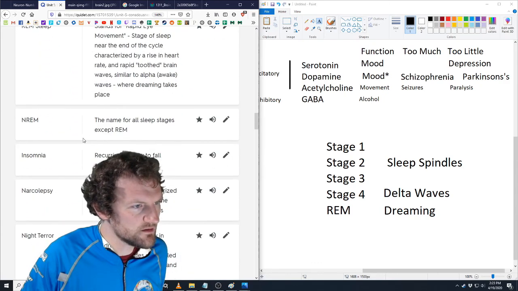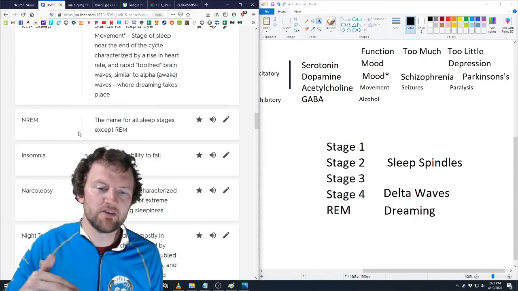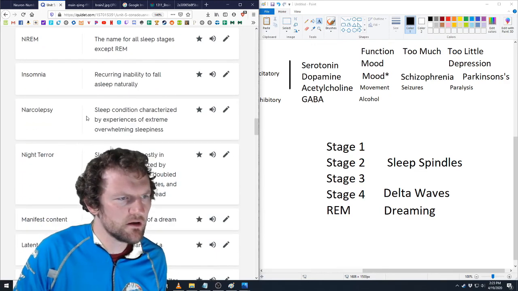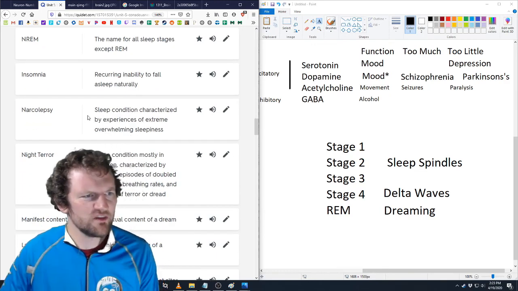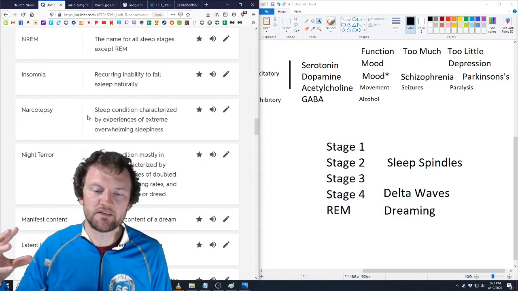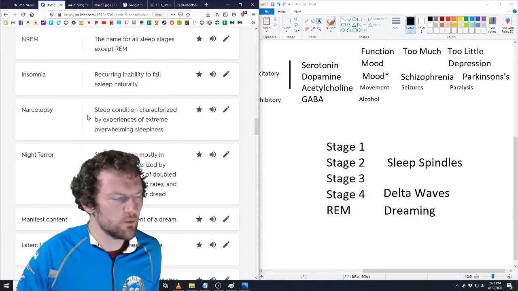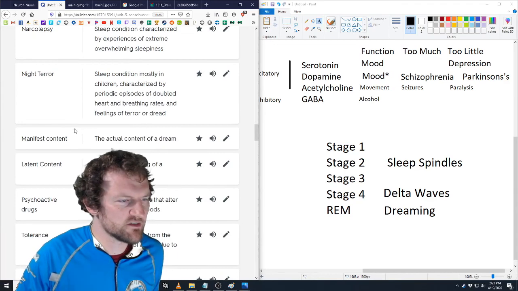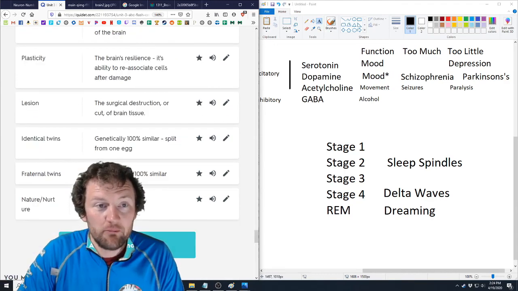Let's see. NREM is the name of every stage that is not REM. Again, very creative. Sleep disorders. Insomnia is the inability to go to sleep. Narcolepsy is falling asleep while you're awake, which ironically can be triggered by excitement, so you scare someone and they fall asleep.